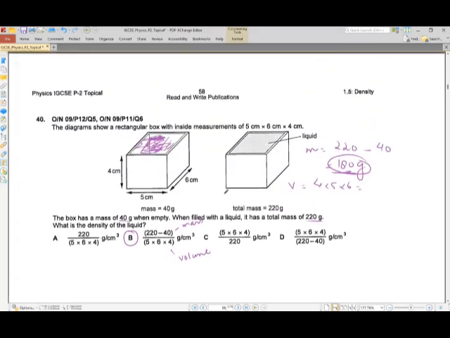Okay, this brings us to the final question of the topic density. We've covered this topic. We've done all these questions. Now, inshallah, in the next video, we are going to be doing the questions for forces.